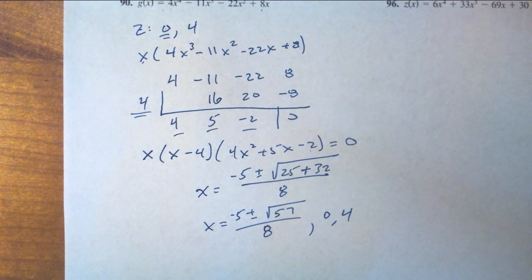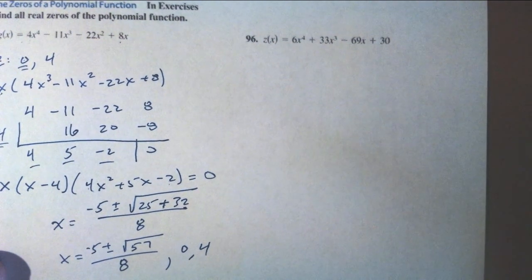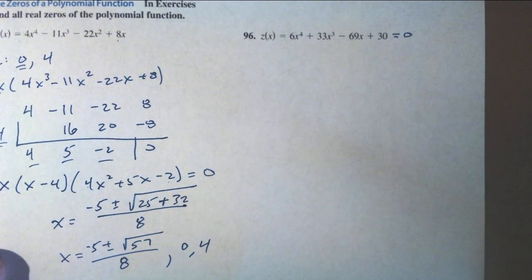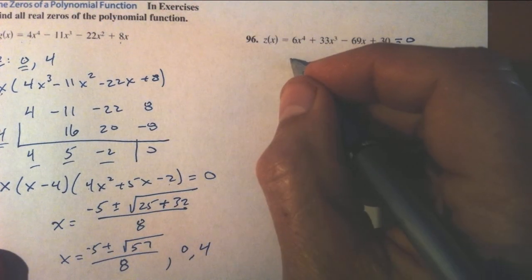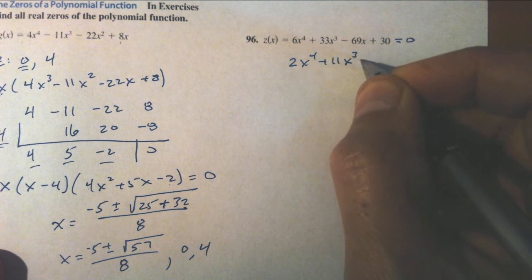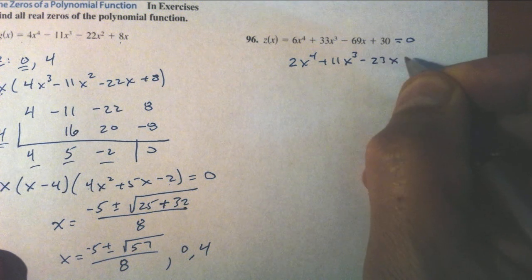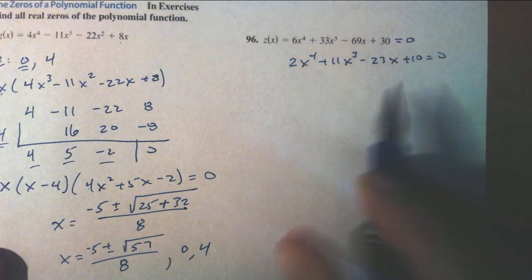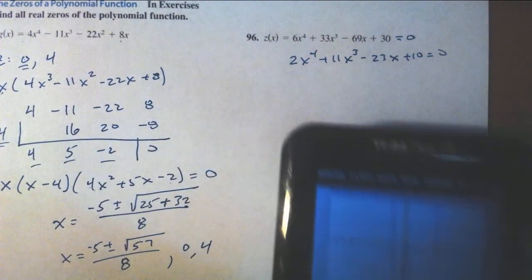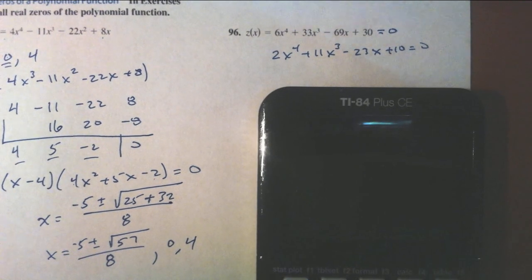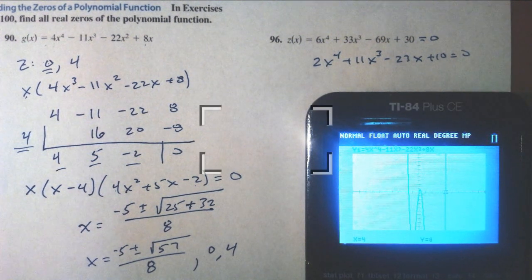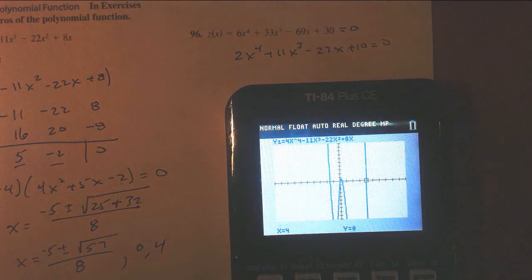Okay? Pretty slick. Now, you can save yourself some work if you're alert. Take a look. As soon as I set this equal to 0, I can reduce this by 3. So that gives me 2x to the 4th plus 11x cubed minus 23x plus 10. We'll have the same zeros as that. Okay, so let's go through this one more time here.